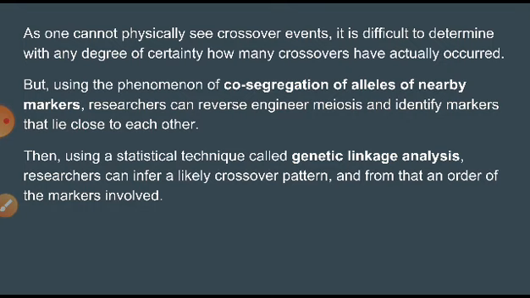Then using a statistical technique called genetic linkage analysis, researchers can infer a likely crossover pattern, and from that the order of the markers involved. Meaning, when they identify the genetic linkage, they can understand the loci and their distances, and on that basis they can predict how many crossovers are possible. Are they distantly located, or very closely located? On that basis they will define it.